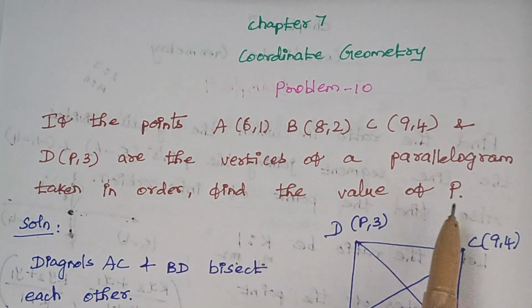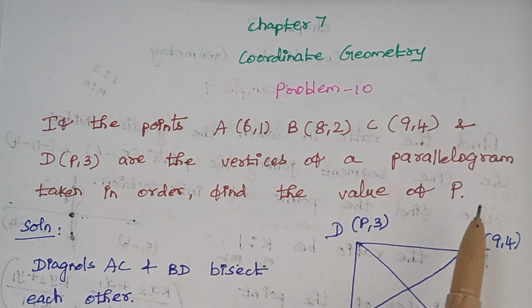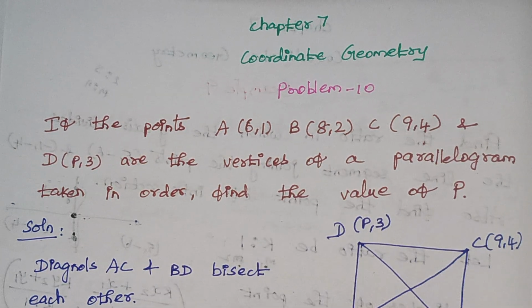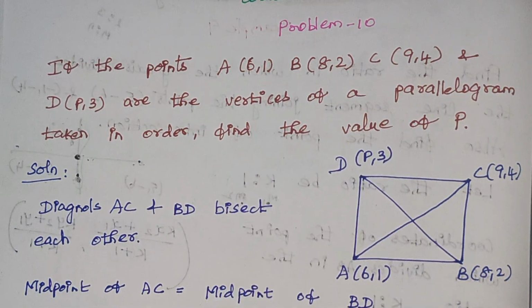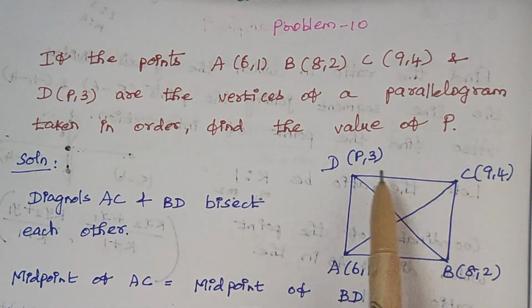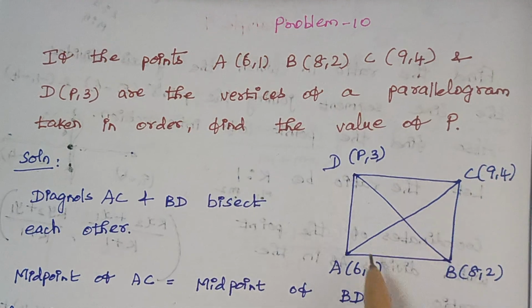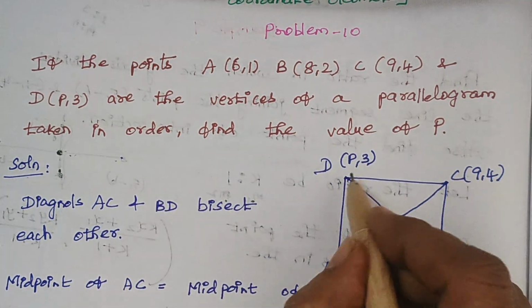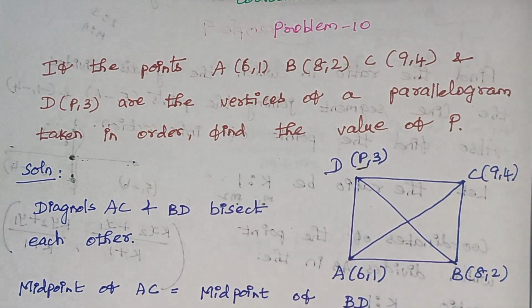So, find the value of P. You should calculate what is the value of P. First draw a parallelogram, and here the values are given, A, B, C, D. Write down the values also. So from this you have to find the value of P.